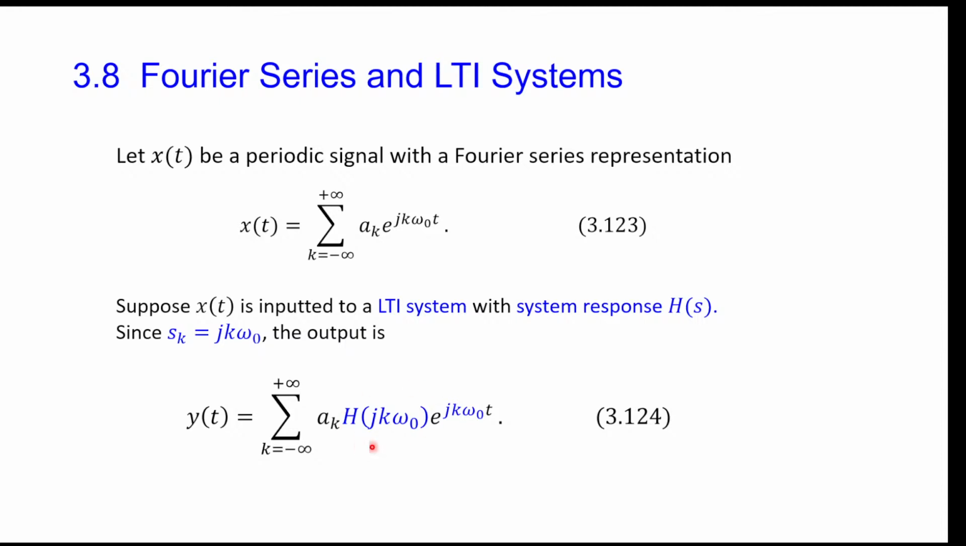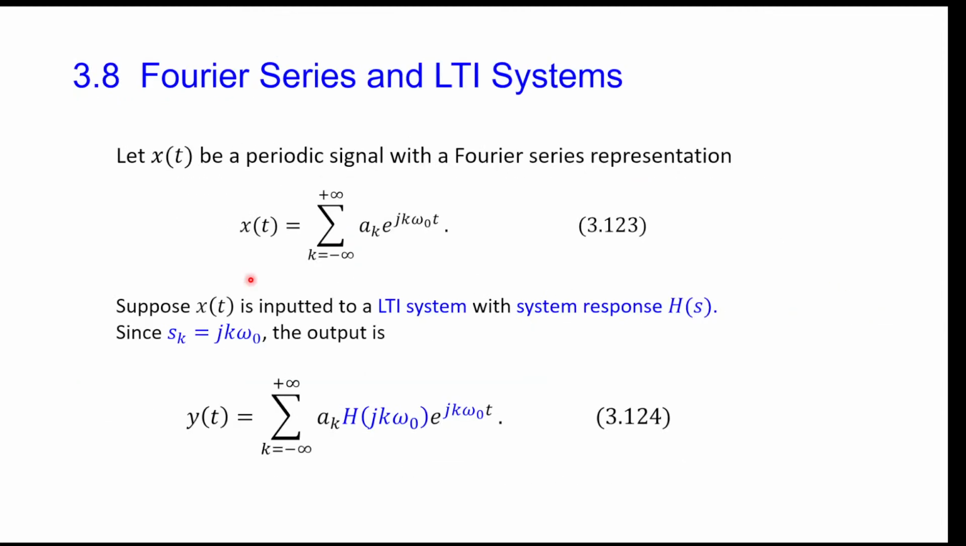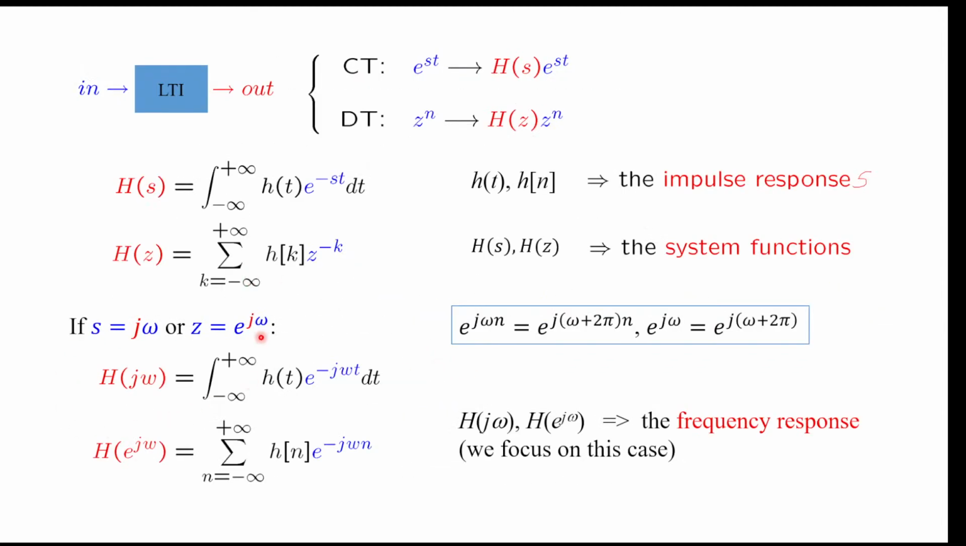So first we should calculate this H of s. Okay, so we have the H of s formula from before. Let's go back a little bit. So the H of s formula is here, or in terms of j omega, H of j omega is the integral of h of t e to the minus j omega t dt.